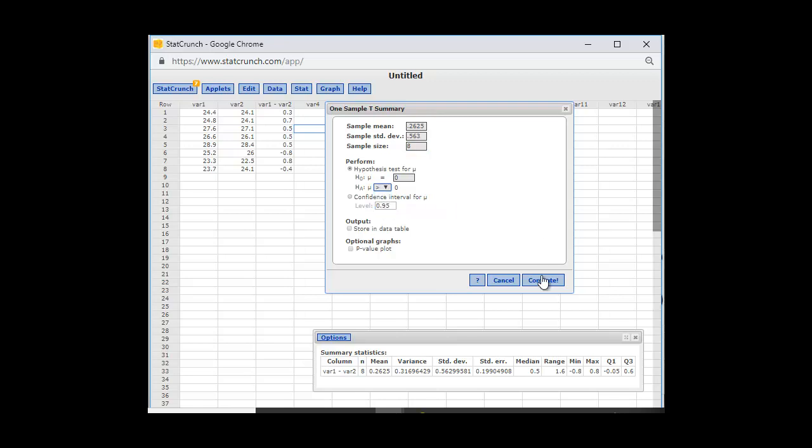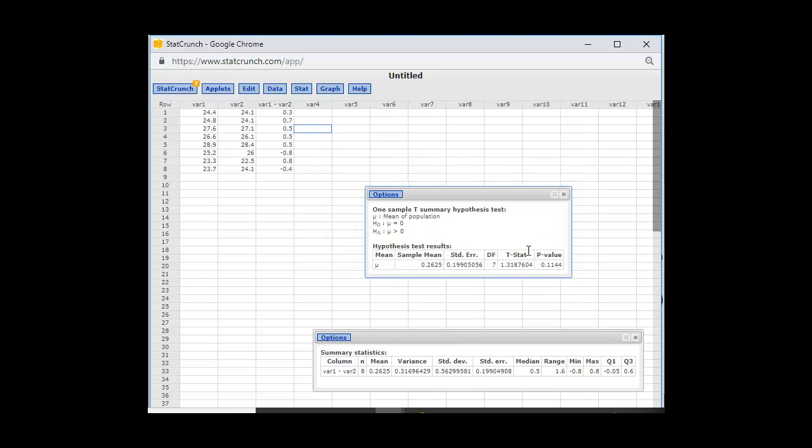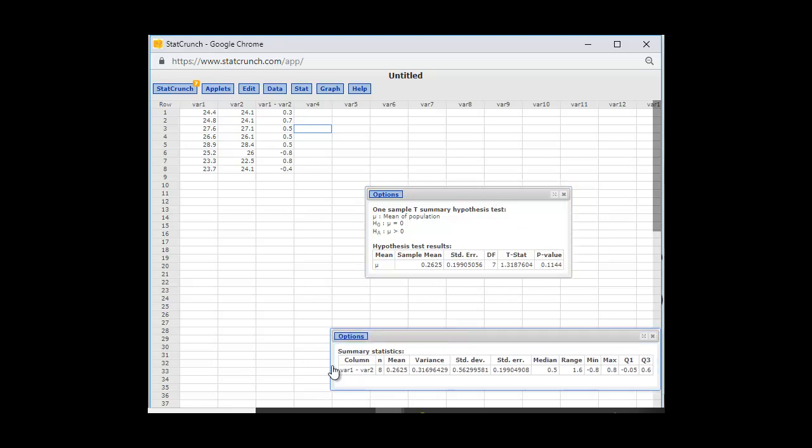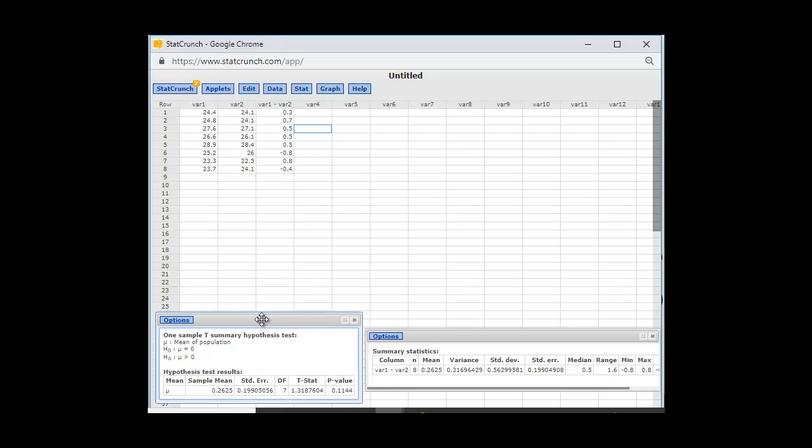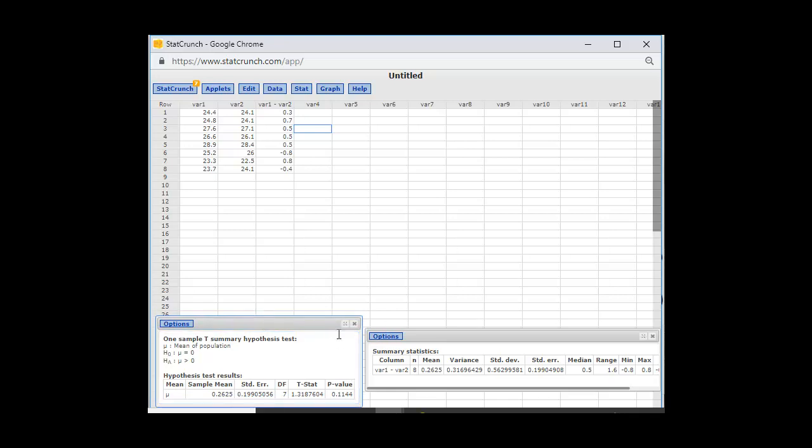So I'm going to go ahead and click Compute, and I find that we have a p-value of 0.114, so that was how you can find the exact p-value. We can see our degrees of freedom matches up, it was 7. Our mean matches up. All that information there was derived from just doing a hypothesis test on the differences of those means, or the differences between those two data sets, or those two samples.